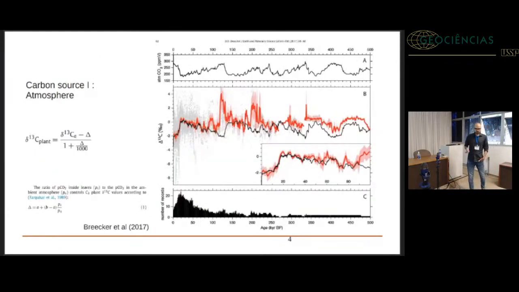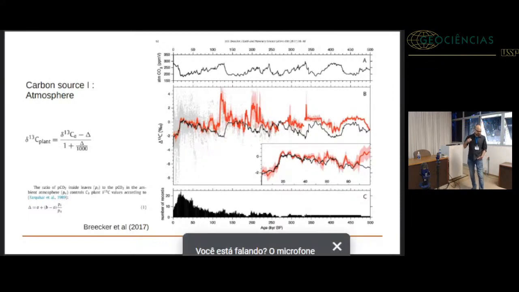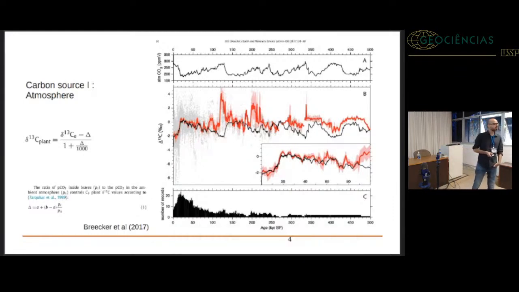And then we can go to the atmosphere. I think this paper here, Breecker 2017, provides good ideas about how the amount of CO2 in the atmosphere affects the δ13C in your stalagmites. Here at the top, for example, you see the variability of the amount of CO2 in the atmosphere over the last 500,000 years. Due to glacial and interglacial periods, we have a change in the CO2. CO2 is high during interglacial periods, like the Holocene here, and lower during glacial periods.